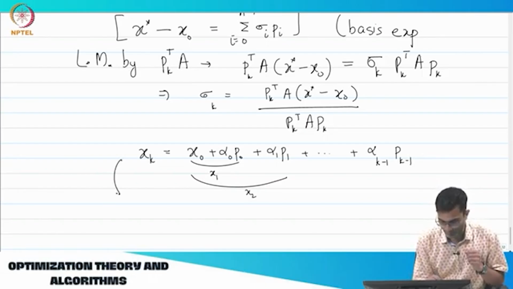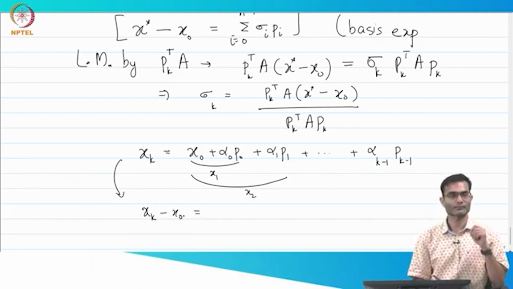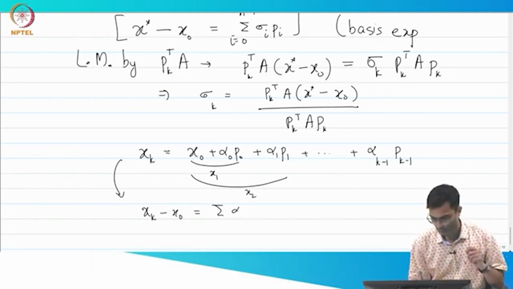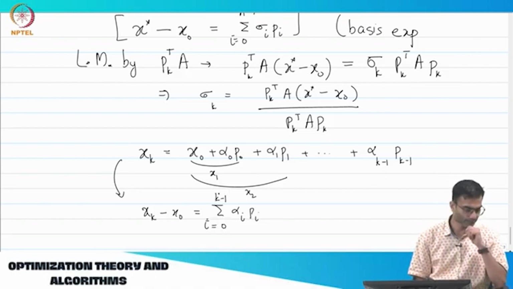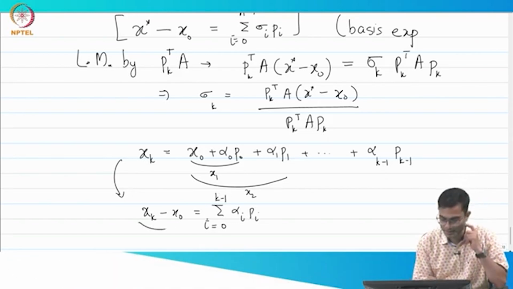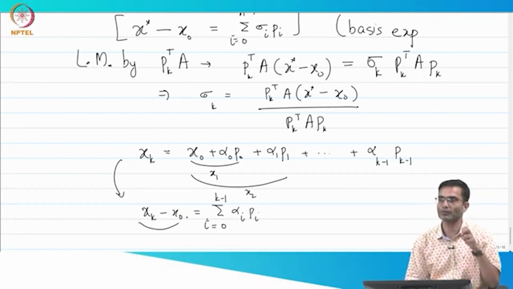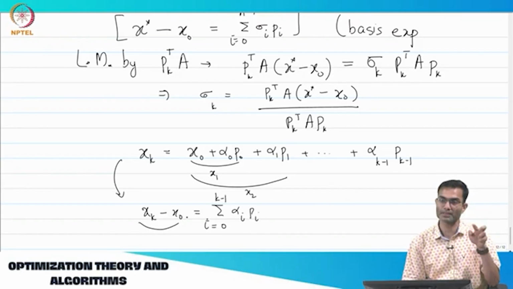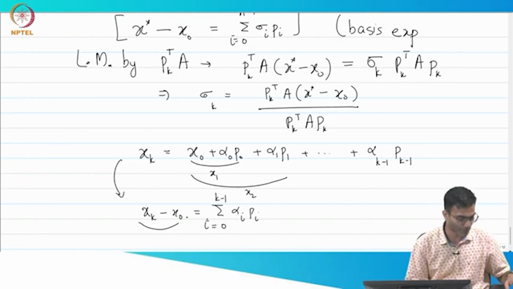So notice one very simple thing from here. If I take xk minus x0 from here, what am I getting? Alpha i p_i, i going from where to where? 0 to k minus 1, right? So notice what has happened over here. This distance, xk minus the starting point, is now written as a linear combination of the p's, but not all the p's. Look at the upper end of the summation. How many p's are coming in here? Only k minus 1 p's, right? That's giving us a hint.